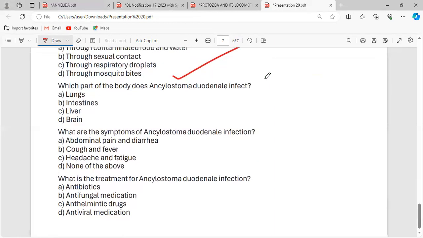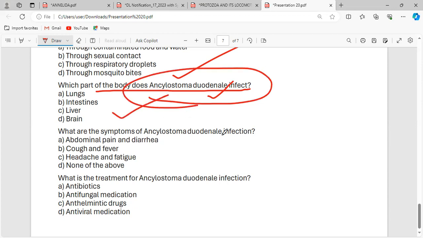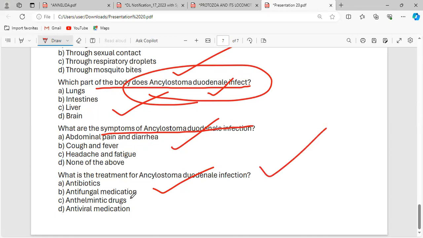Now, which part of the body does Ancylostoma duodenale infect? You have to read the targeted areas and which diseases each causes. For all the parasites you have to read this. This is how you make a flow chart. Symptoms are common for the majority of infections. And treatment: as these are helminth parasites, anti-helminth drugs are helpful to treat these diseases. This is how you have to read this helminth chapter.